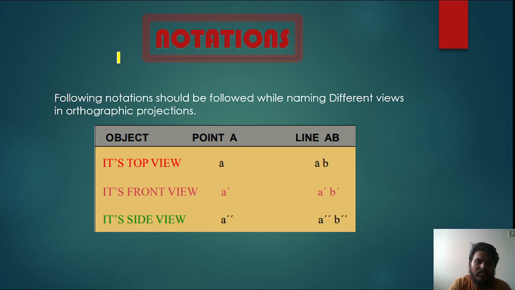So the following notations should be followed while naming different views in orthographic projection. When we are drawing on CAD in Solid Edge or on a grid sheet, we should remember the three notations. For top view, we write a line as ab, or a point as a. In front view, we use a single dash to represent the point, and for a line it is a dash b dash. In side view it is represented by a double dash, namely for a point a double dash and for a line a double dash b double dash.